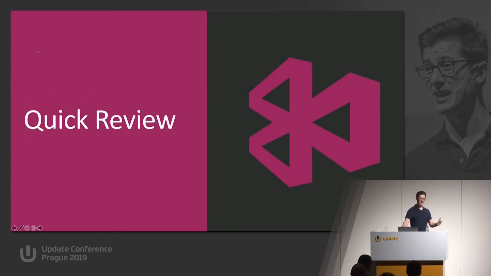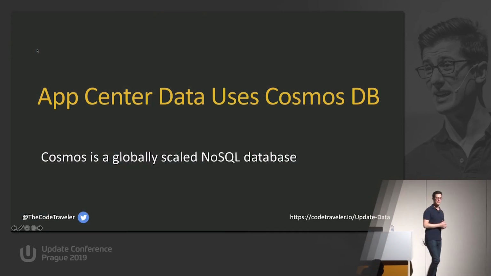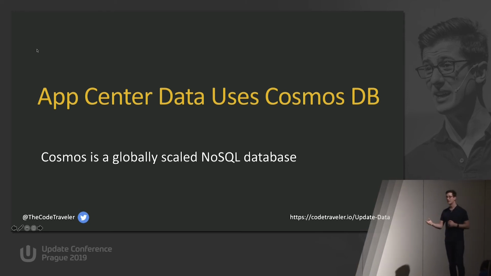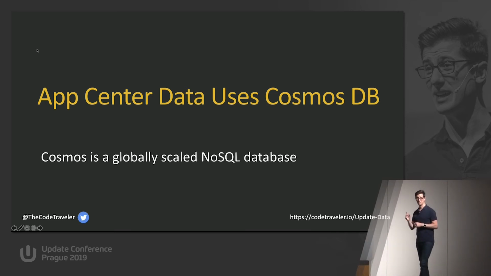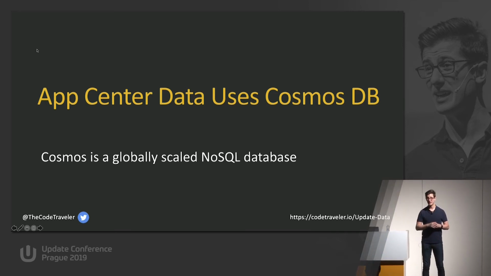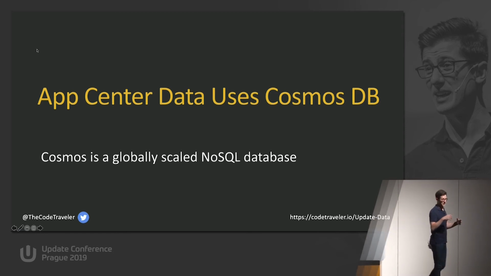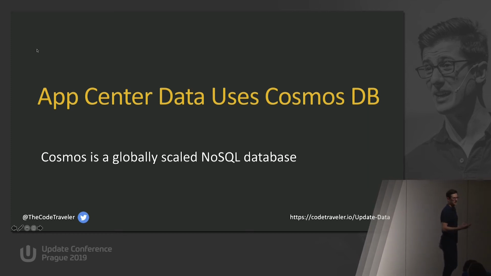I know I threw a lot of stuff at you, but just as a quick review, App Center data uses Cosmos DB. It's a globally scaled database. Like we saw when we jumped in the Azure portal, you can just do a couple button clicks, and we can have data replicated all around the world. We can choose to fail over data. We can change to multi-master, all this stuff that I have no idea how to do if I was making this database myself. Now I don't have to, so I just click a couple buttons and happy days. I wish this was around a couple years ago.